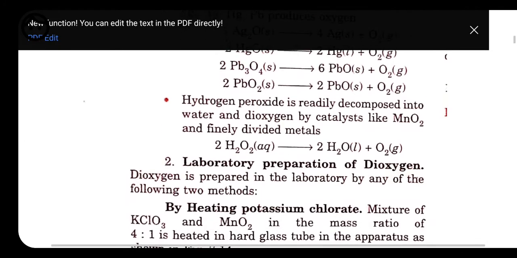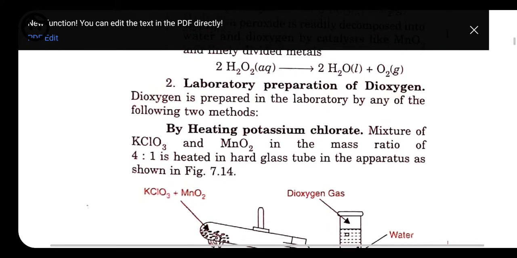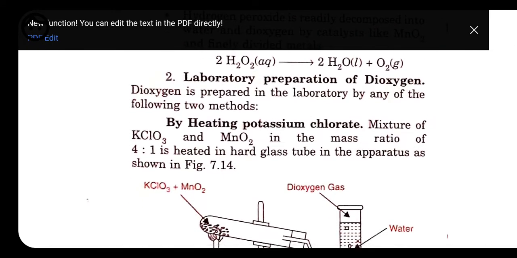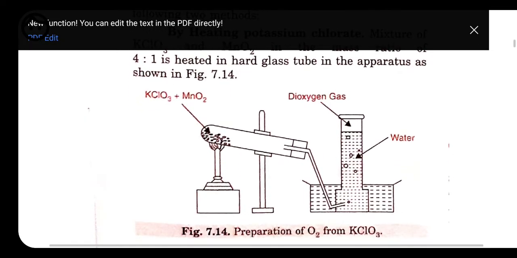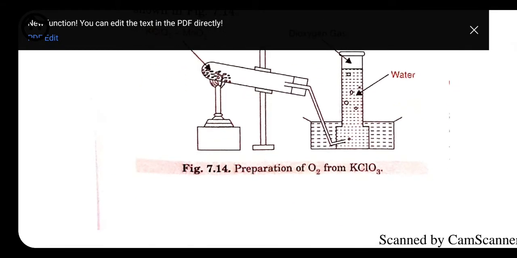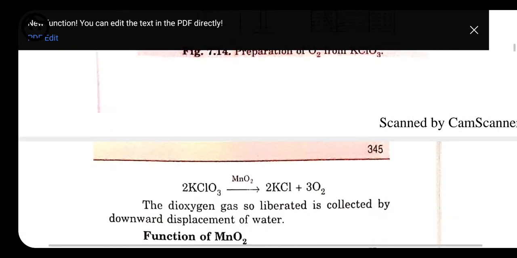Okay, now the laboratory method of preparation of oxygen. Oxygen can be prepared in the laboratory by heating potassium chlorate. A mixture of potassium chlorate plus manganese dioxide in the ratio of 4 to 1 we have to take in an apparatus. Look at this one. This is the apparatus in which we take this mixture of potassium chlorate and manganese dioxide, and on heating, this releases oxygen which is liberated and which we can collect by the downward displacement of water.